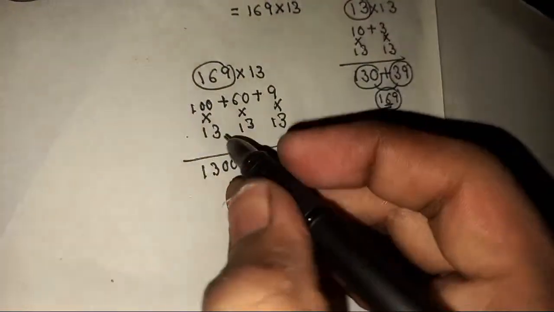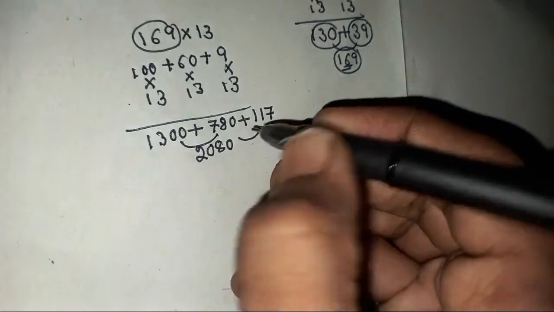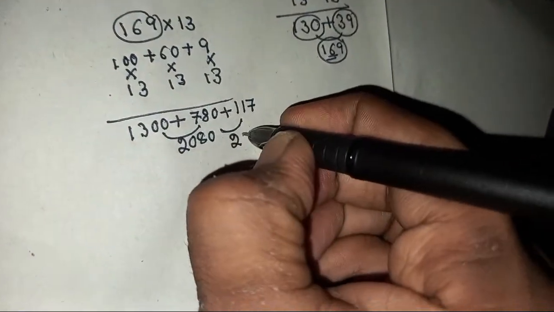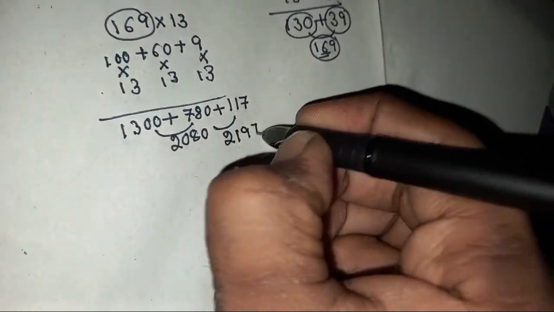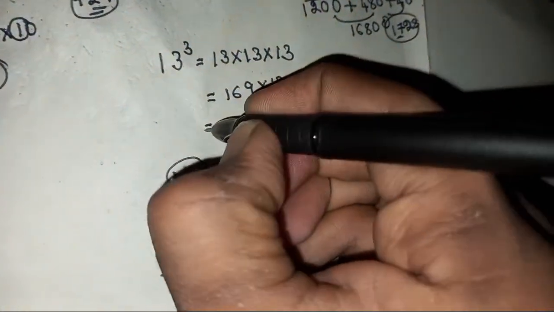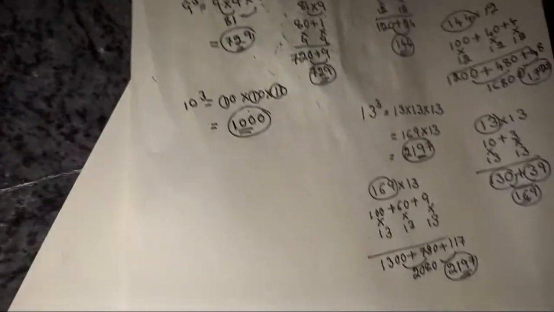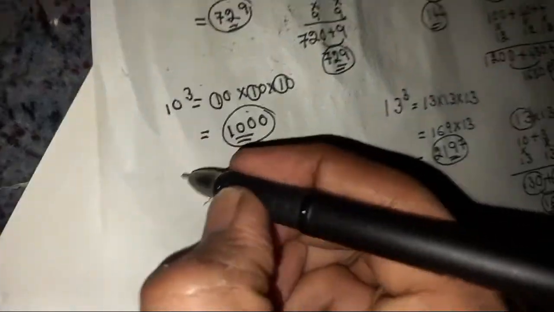When you add them, here you're going to get 2080 plus 117, that is 2197. 2197, this is equal to 2197. Let's take one more here.